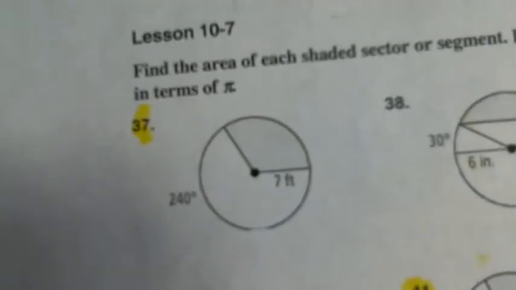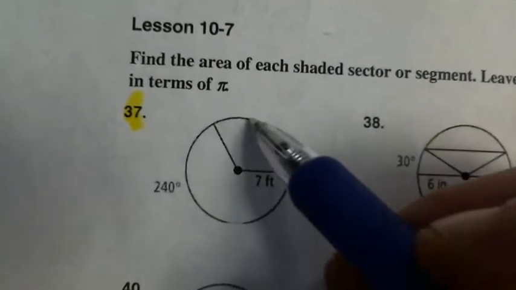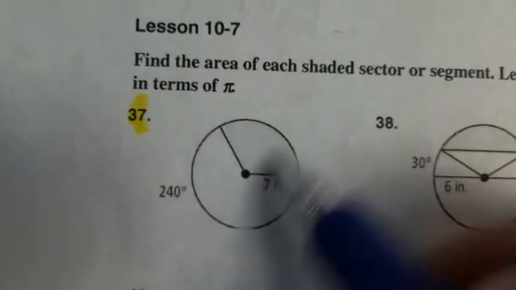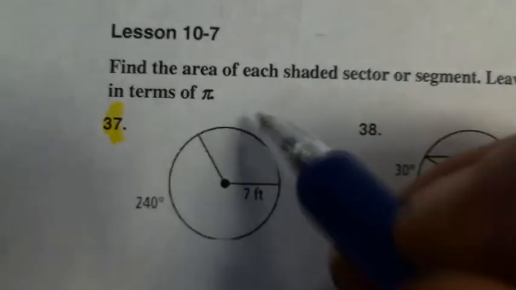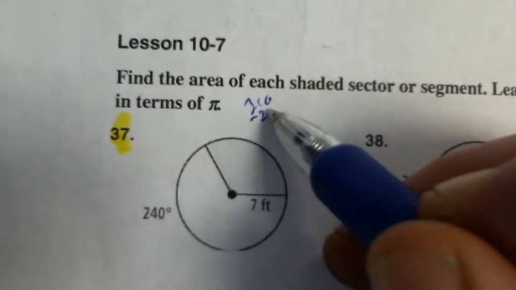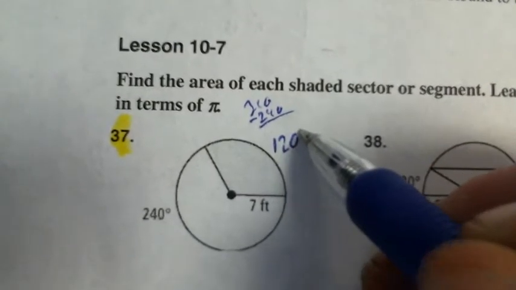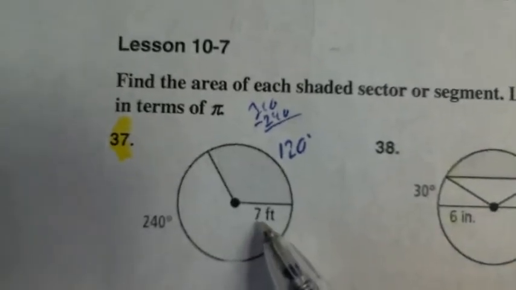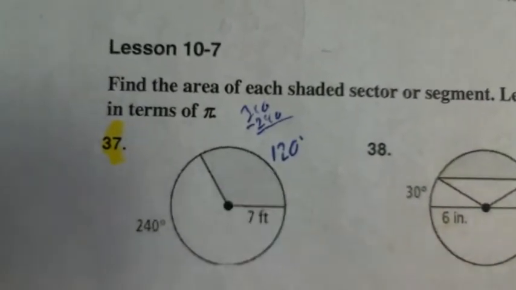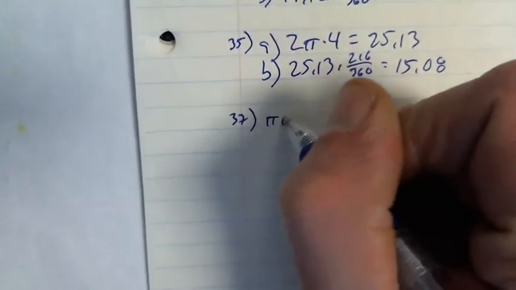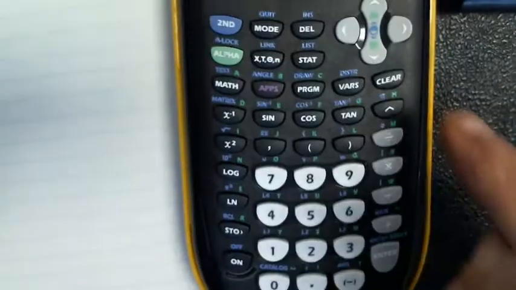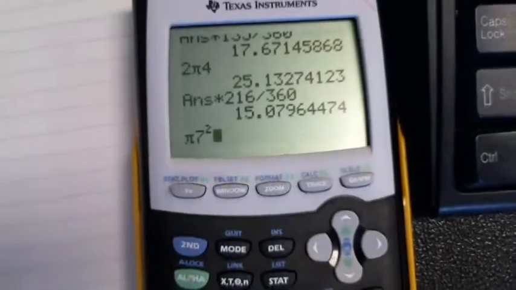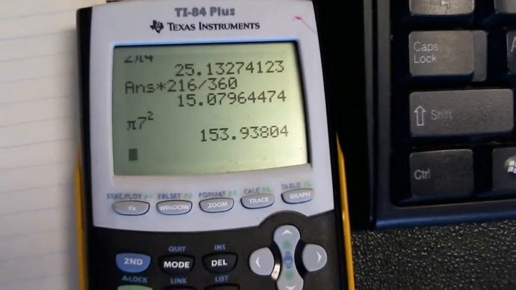Trying to find the area of the shaded sector. So instead of circumference, we're doing area, but we'll still use the portion that we use. This is 240, so 360 minus 240 is 120 degrees up here, and it's 7 feet. So instead of 2 pi r, we're going to use pi r squared. Remember that area is always squared. Pi r squared is pi times 7 squared, 153.94.